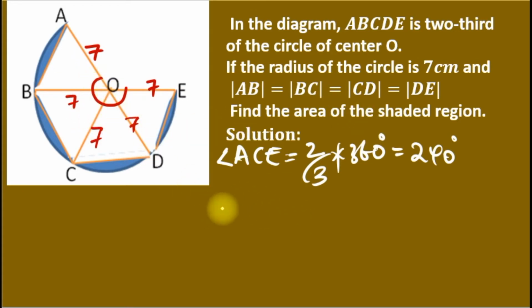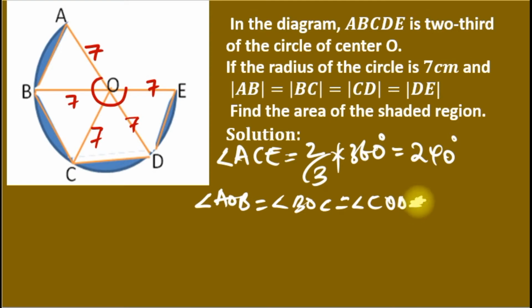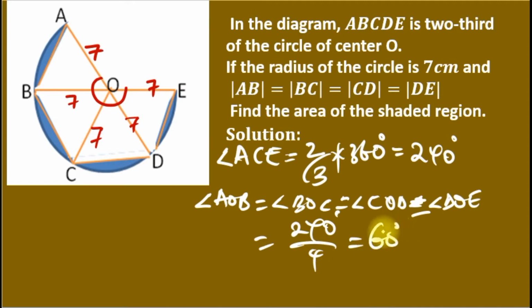So let's find each of the angles, which implies that angle AOB will be the same thing as angle BOC, the same thing as angle COD, the same thing as angle DOE. Since they are equal, we have 240/4. So each angle is 60 degrees. Each of them is 60, so meaning this is 60, 60, 60, 60.